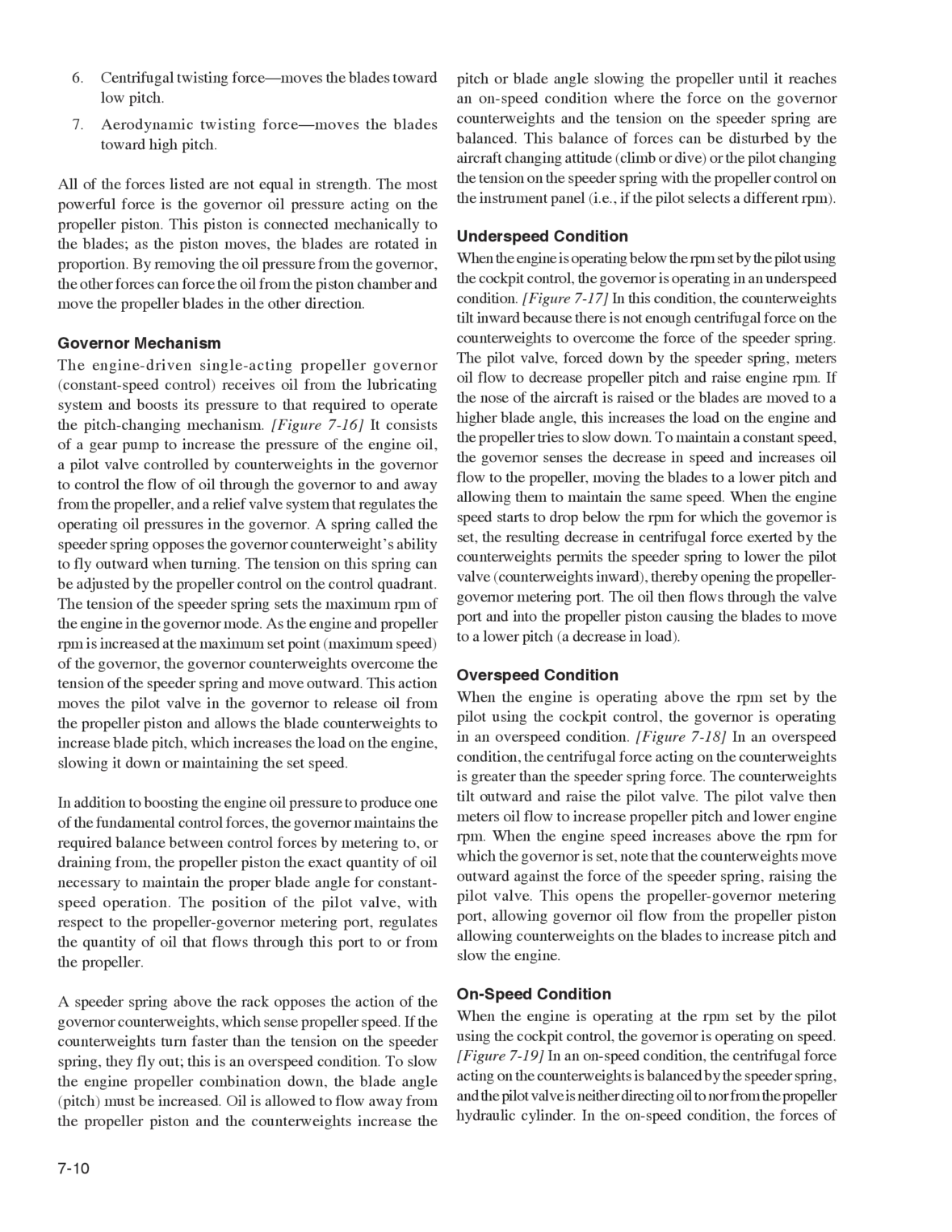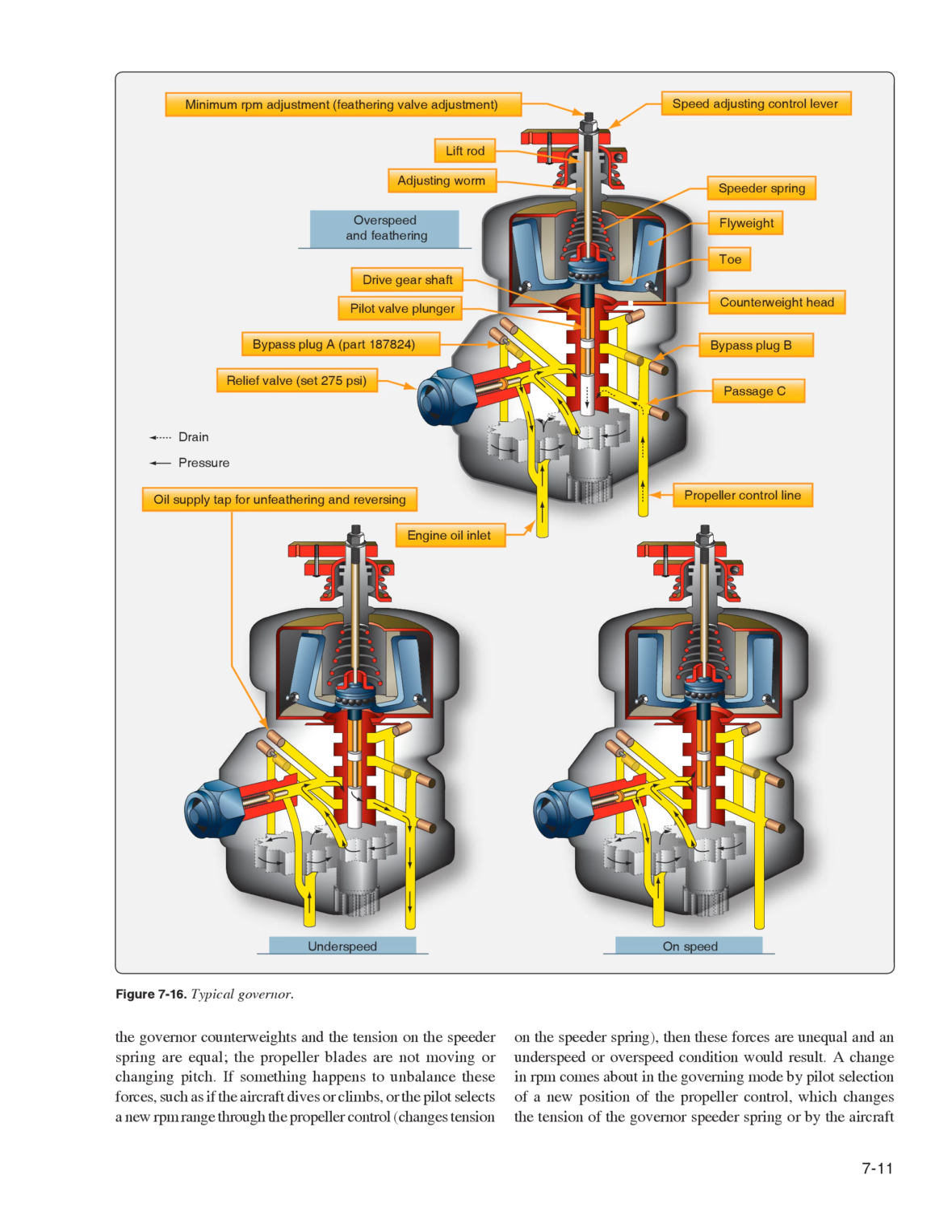On-speed condition: when the engine is operating at the RPM set by the pilot using the cockpit control, the governor is operating on speed. Figure 7.19, in an on-speed condition, the centrifugal force acting on the counterweights is balanced by the speeder spring, and the pilot valve is neither directing oil to nor from the propeller hydraulic cylinder. In the on-speed condition, the forces of the governor counterweights and the tension on the speeder spring are equal. The propeller blades are not moving or changing pitch.